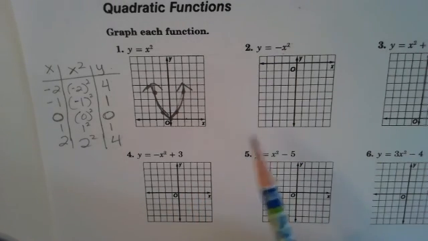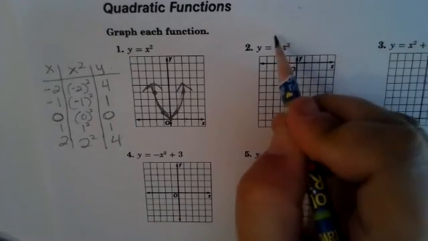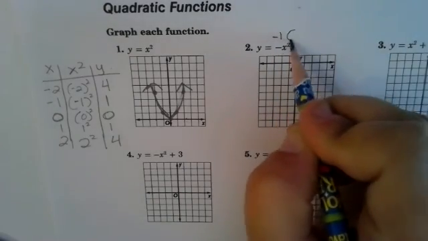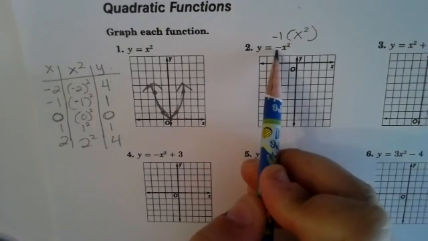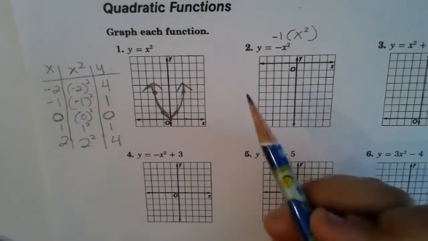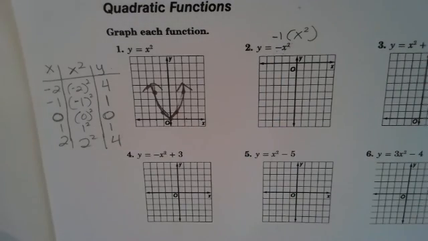So if I was to rewrite this, this is really -1 times x squared. The negative is the coefficient. You're not necessarily squaring a negative unless your x value is a negative. That negative is separate from the x squared. So that's important to keep in mind. So that is basically quadratic functions in a nutshell.